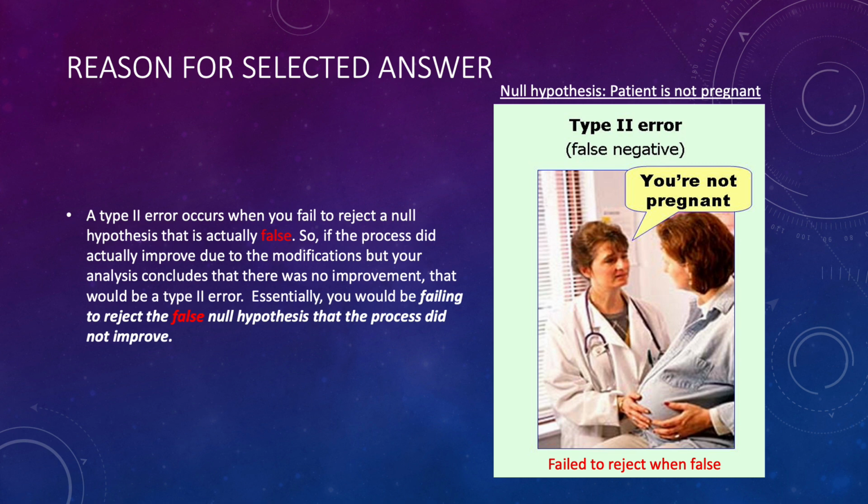Now, on my right, I have a photo of a pregnant woman visiting her doctor. This is showing a type 2 error, which is a false negative. The hypothesis says the patient is not pregnant in this scenario. The doctor failed to reject the hypothesis when it is false.